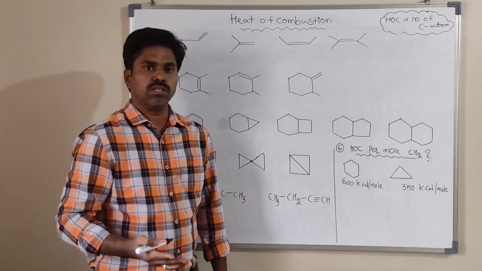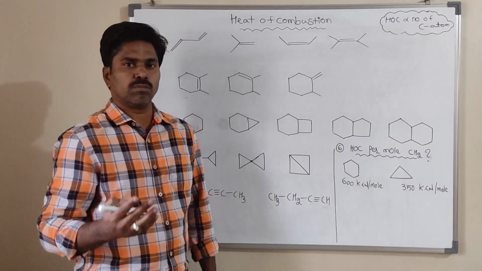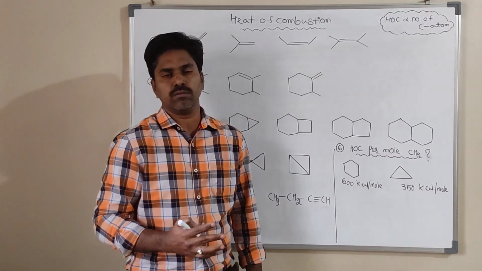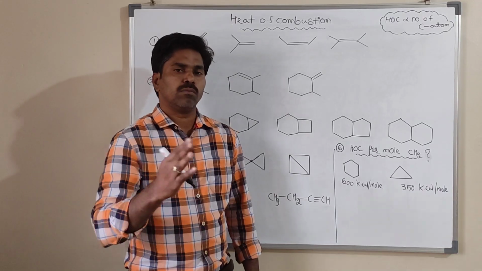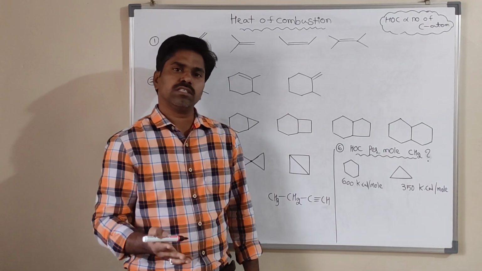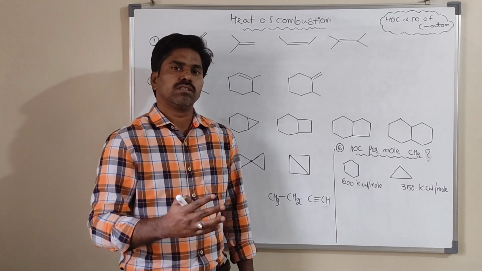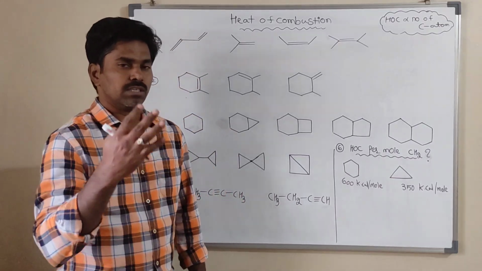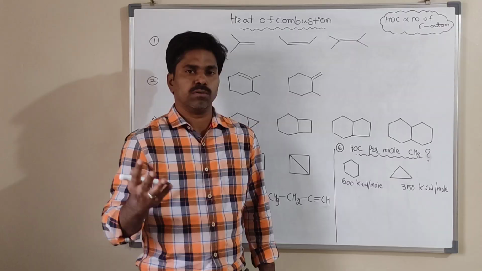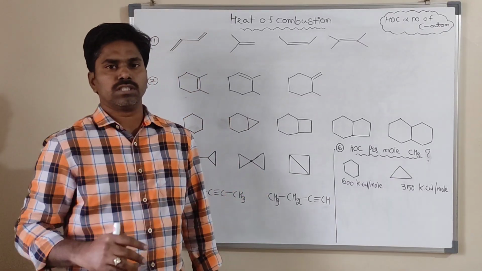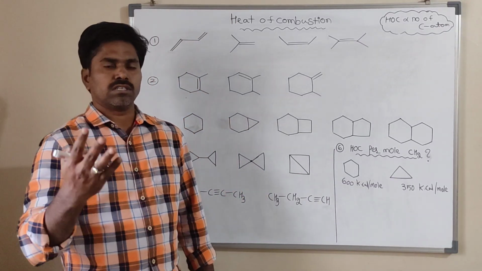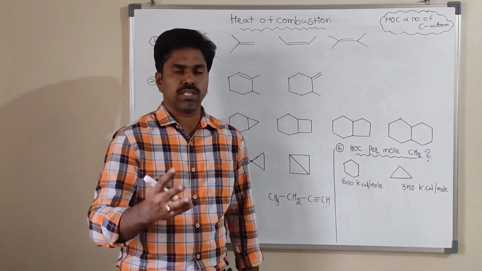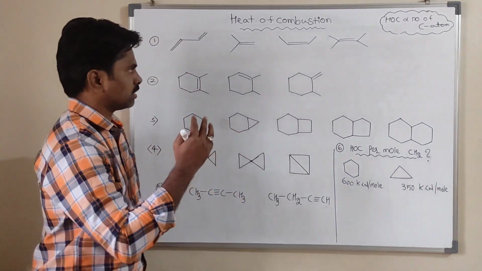In case 2, we already know that heat of combustion is inversely proportional to the stability of the alkene or alkyne if the number of carbon atoms is the same. And what about the alkanes? In alkanes, heat of combustion is inversely proportional to the number of CH2 groups. If the number of carbon atoms is the same, then we have to check the CH2 groups; the one with fewer CH2 releases excess heat energy on combustion. Okay, right.